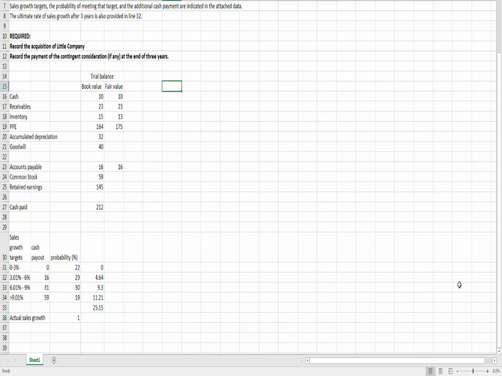So the total compensation, we're going to give $212 in cash, plus $25.15 of this contingent consideration, for a total of that plus that. Okay, so we're going to pay $237.15, and what are we buying?